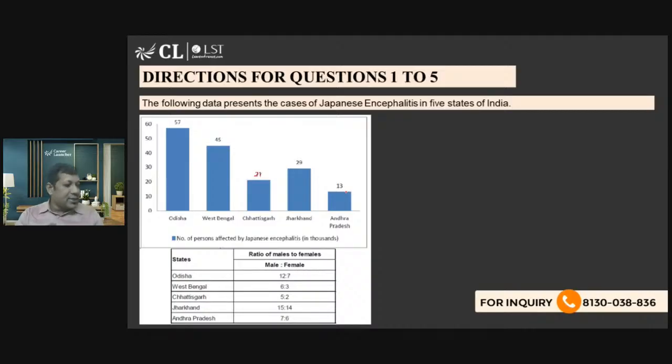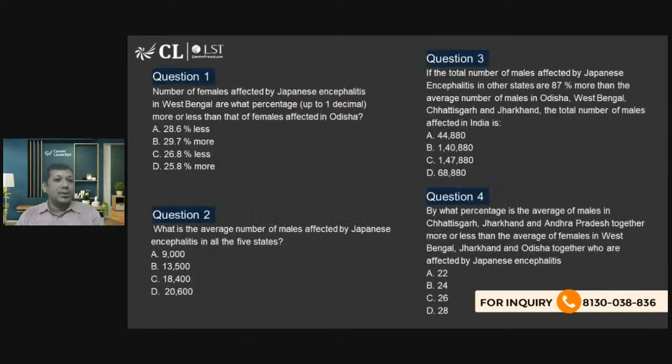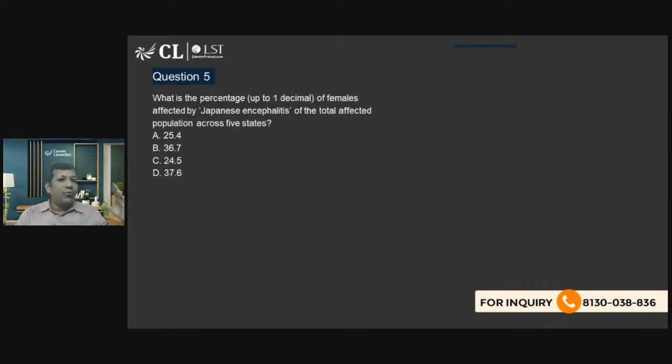Our next step always is to look at the questions. Now this one, first one, the number of females affected in West Bengal are what percent than that of females of Odisha? Average number of males affected, okay. The total number of males affected, okay, by what percent average number of males, okay, and what percentage of females affected is this.